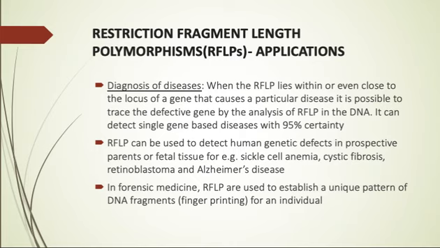Examples among them are sickle cell anemia, cystic fibrosis, retinoblastoma and Alzheimer's disease. And RFLPs can also be used in forensic medicine. It is used to establish a unique pattern of DNA fragments by DNA fingerprinting of a particular individual. So the most important applications of RFLP are diagnosis of disease and forensic medicine, right?